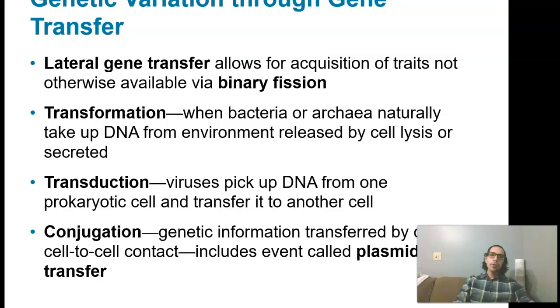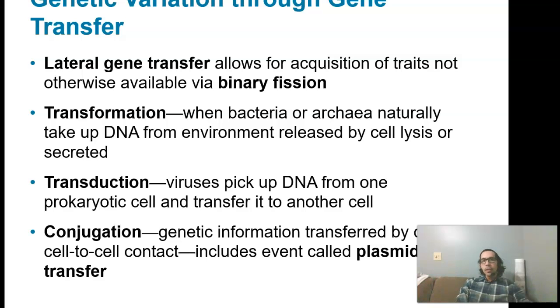Okay. So for the types of genetic variation through gene transfer, we're going to go through all of these. I have some diagrams to show you that are more efficient at showing you the types of gene transfer. The first one is lateral gene transfer. This allows for the acquisition of traits that would not be available through binary fission. Binary fission is a type of asexual reproduction, where the cell of a bacteria splits into two.